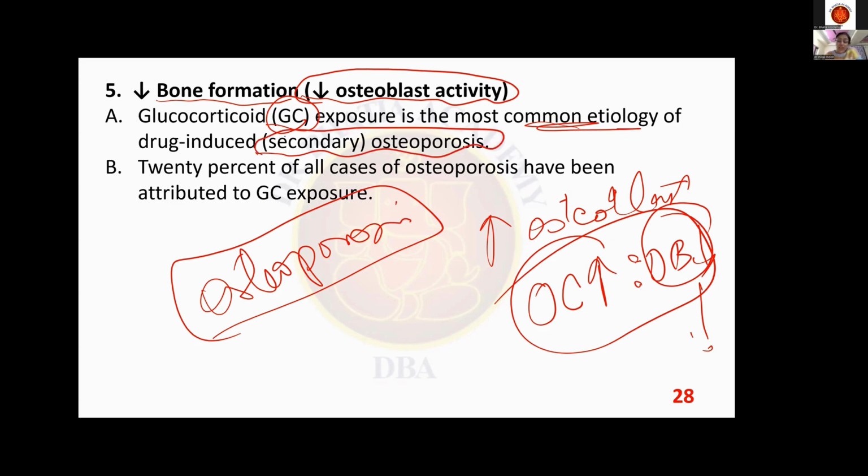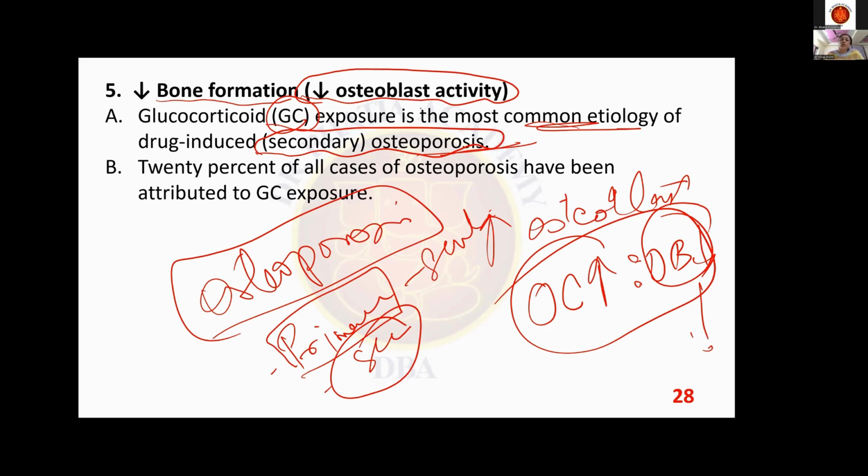If we get a chance when we talk of osteoporosis, we will learn, otherwise for your information, what is primary osteoporosis and what is secondary osteoporosis. As a rule, anything happening primarily because of an organ defect is primary osteoporosis, that is, the bones themselves are weak, mostly senile osteoporosis. If it is because of some drug or disease, then it is a secondary condition. So here the steroids are causing osteoporosis, so it is secondary, or steroid-induced osteoporosis. About 20% of all causes of osteoporosis are because of steroid exposure.